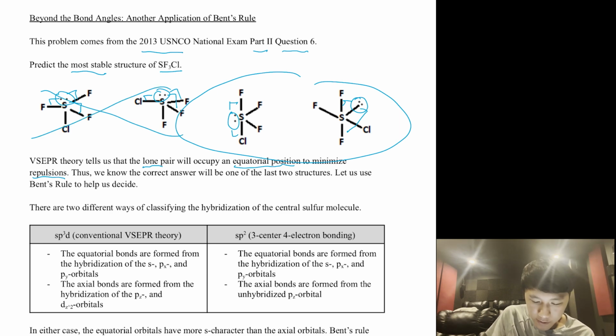Then, to distinguish between this structure and this structure, we're going to need to use Bent's rule. So there's 2 different ways of thinking about the hybridization of the sulfur. I listed both of them here. One of them is the conventional VSEPR theory way, which is saying that we involve the d orbital in the hybridization, and we have sp3d hybridization around the sulfur.